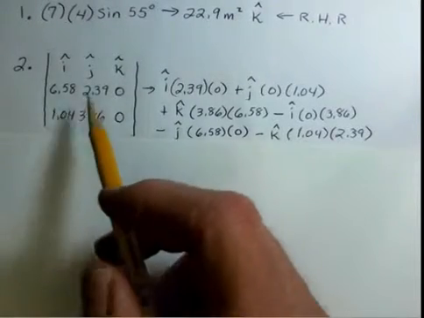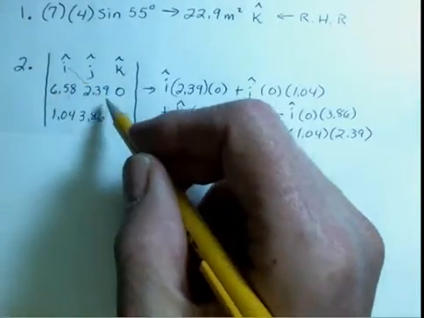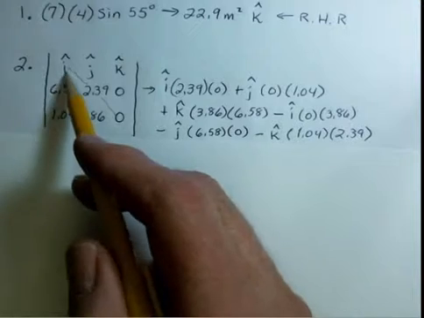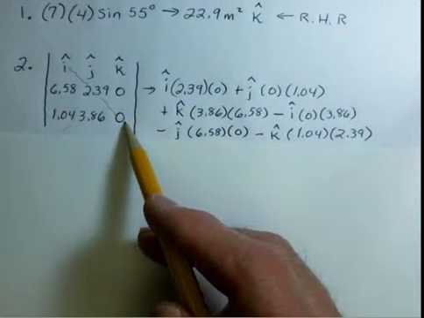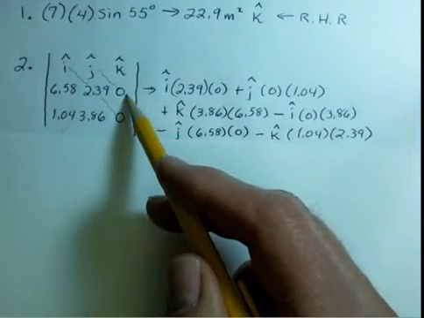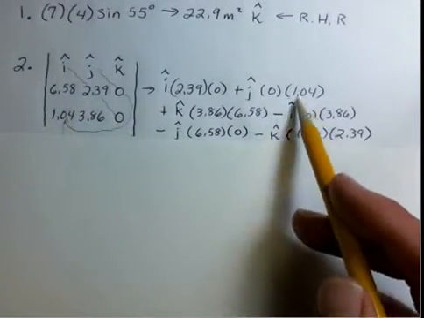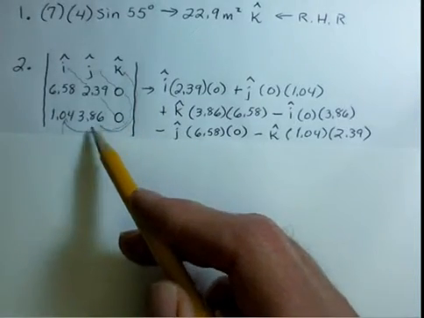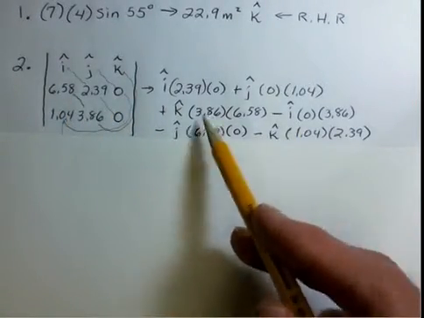But there are 3 positive diagonals. So first, every time you're going to have 3 factors multiplied together. So I, 2.39, and 0. That's a positive diagonal. J times 0, and then I need a third factor, 1.04. That's a positive diagonal. K, 3.86 and 6.58. That's a positive diagonal.